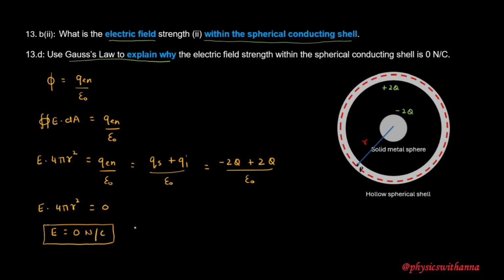And this expression will hold true even if there was no charge present at the center. So even in the absence of the solid metal sphere, if we were to find electric field within the spherical shell, it will still come out to be 0 because electric field inside any conductor is always 0. So as long as the object is a conductor, whether it is a sphere or a shell, electric field inside them will be equal to 0.